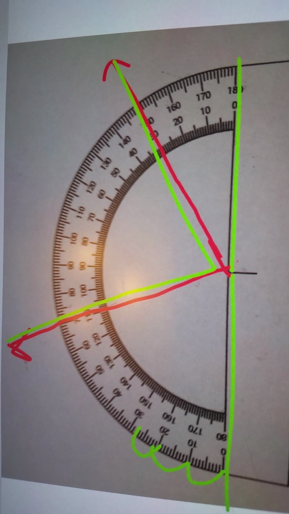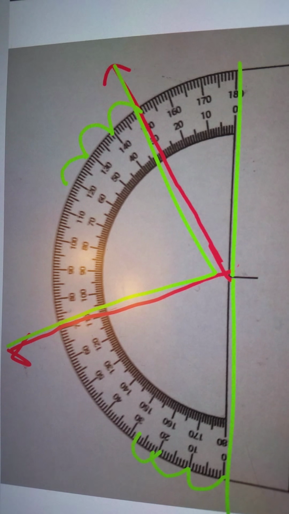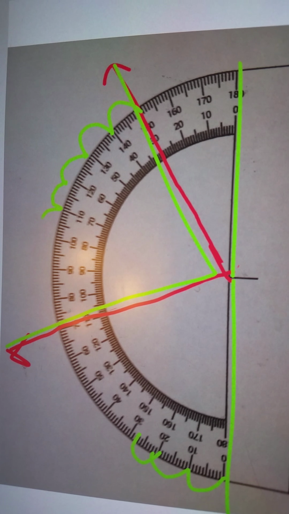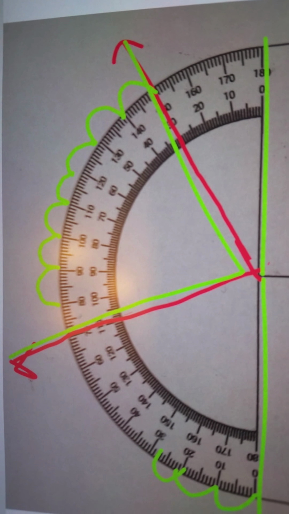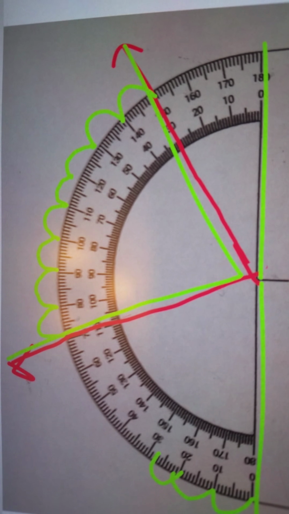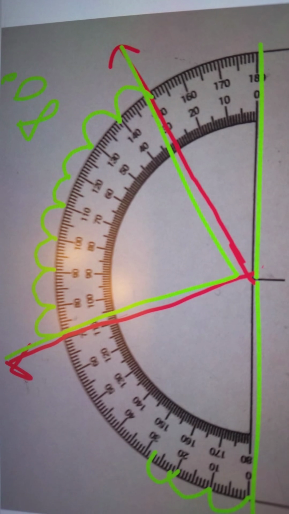So as I begin over here, we're going to move 10 degrees, 20 degrees, 30 degrees, 40 degrees, 50 degrees, 60 degrees, 70 degrees, 80. 80 degrees is the measure of this angle.